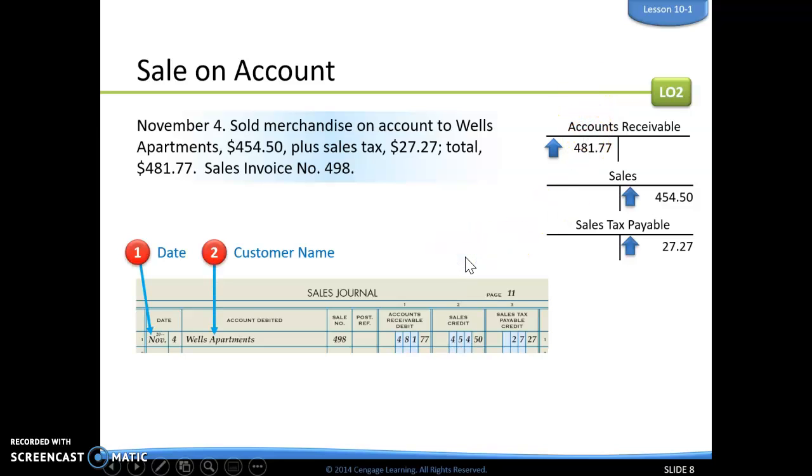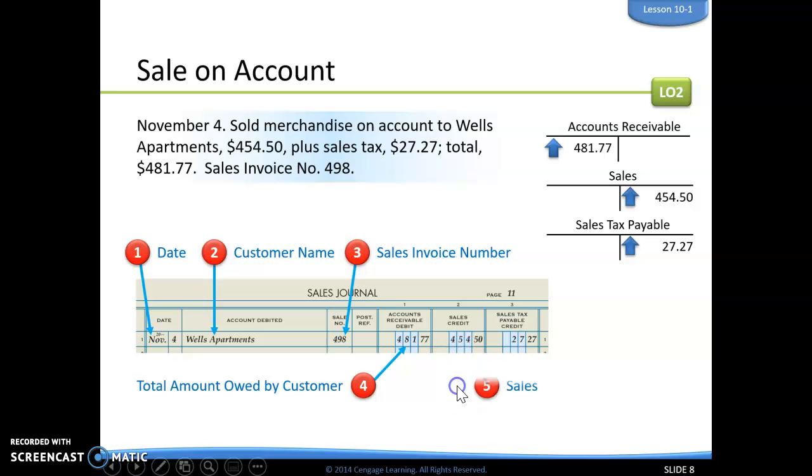So we have the date, customer name. Remember, because we have the accounts receivable title here, we do not need to put accounts receivable to Wells Apartments. It's just the name here because it's already listed in the special amount column. Our sales invoice number, remember we do not need the S because it's titled here, sale number. Total amount owed by customer, the sales, what we are charging for our merchandise, and then the sales tax payable credit.